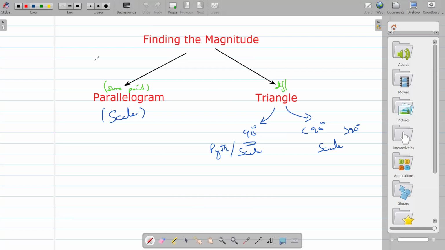I'll give an example. Say I have two vectors. One is 20 meters per second and the other one is 30 meters per second. And I want to find the resultant, and its angle is given.